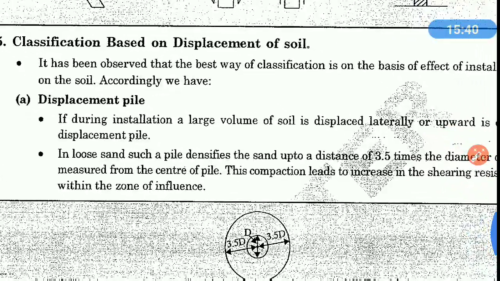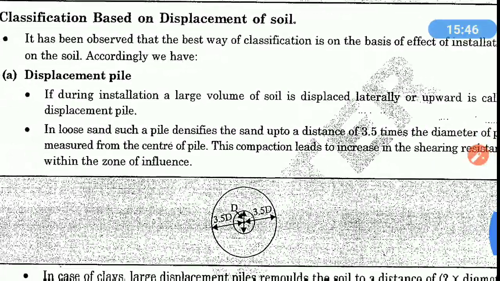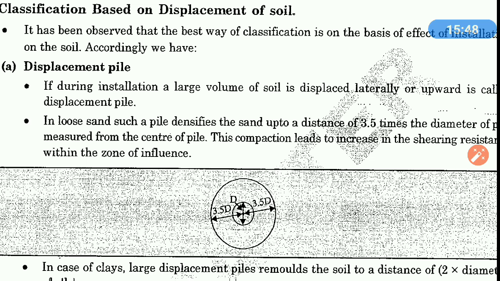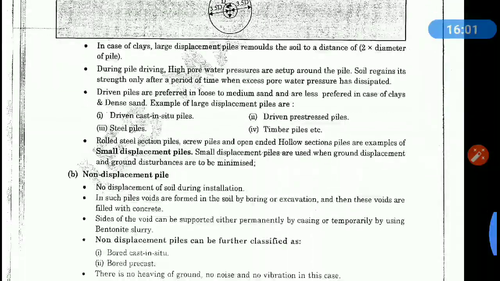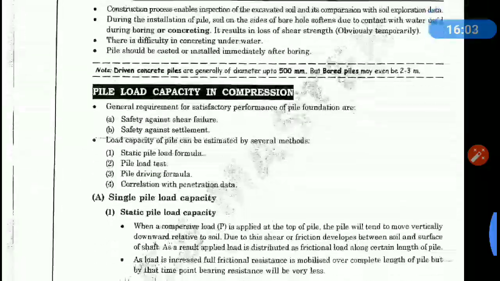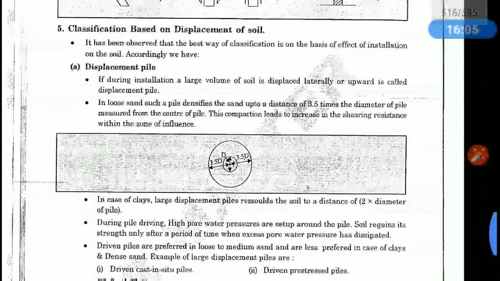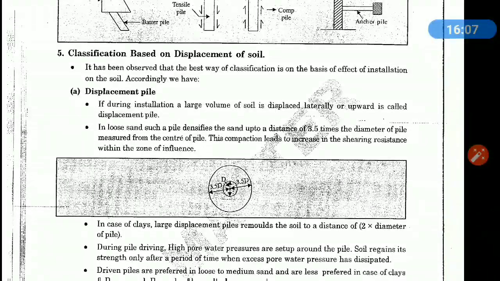Classification based on displacement of soil. It has been observed that the best way of classification is on the basis of the effect of installation of piles on the soil medium in which they are installed. On this basis, they are further classified into two types. One is displacement pile and another one is non-displacement pile.